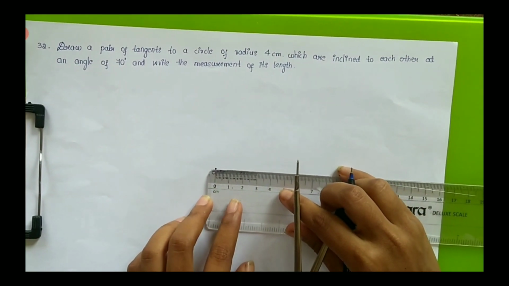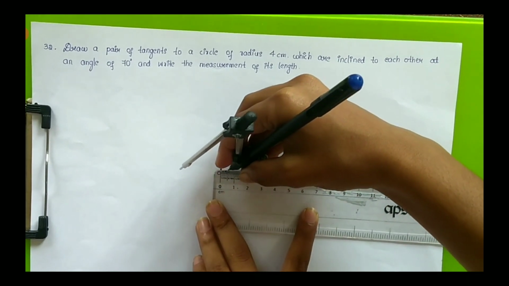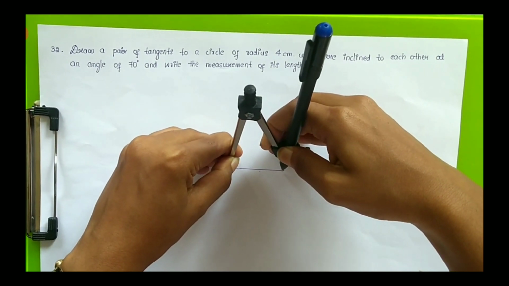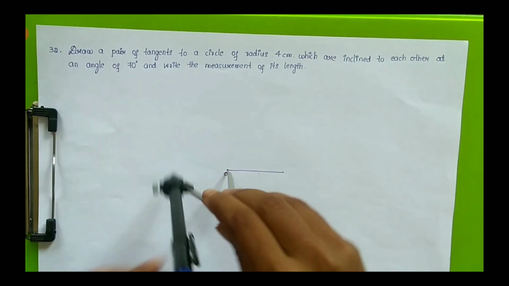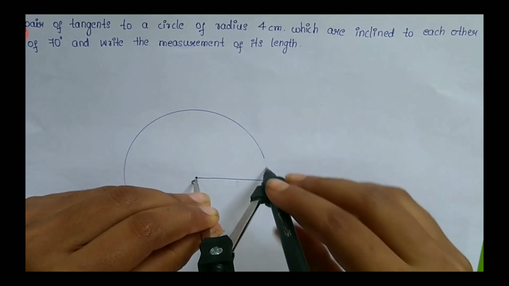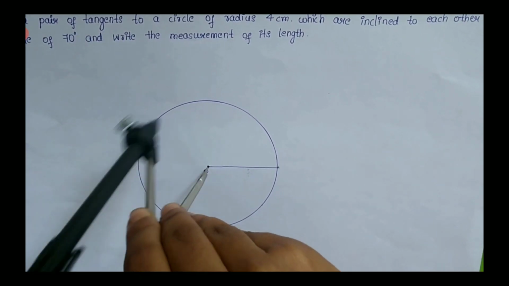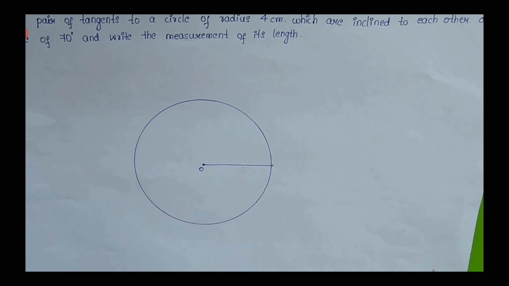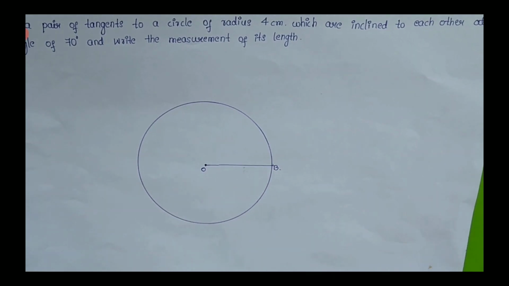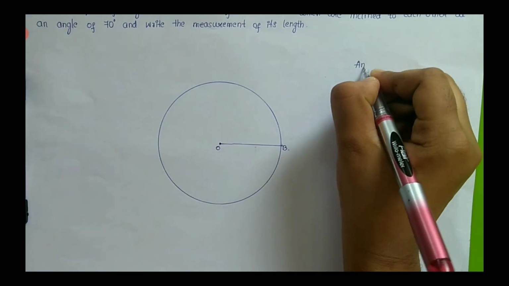Children, in the first step, here you draw the radius of 4 cm and draw the circle of radius 4 cm. This is a circle of radius 4 cm. We have to construct the pair of tangents to this from an external point in such a way that the angle between the tangents is 70 degrees.